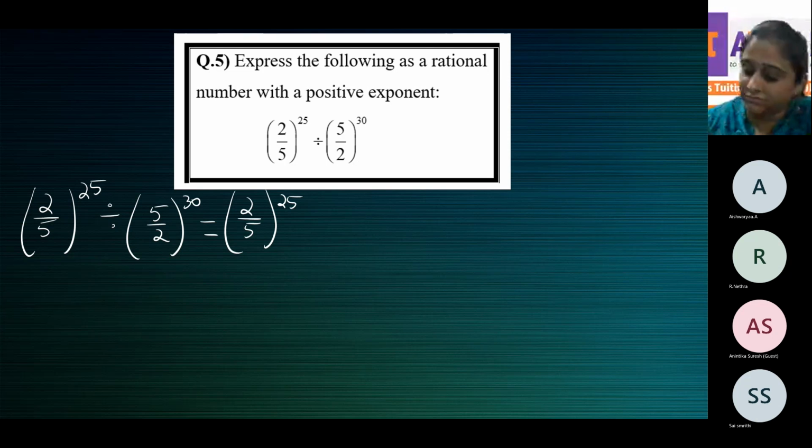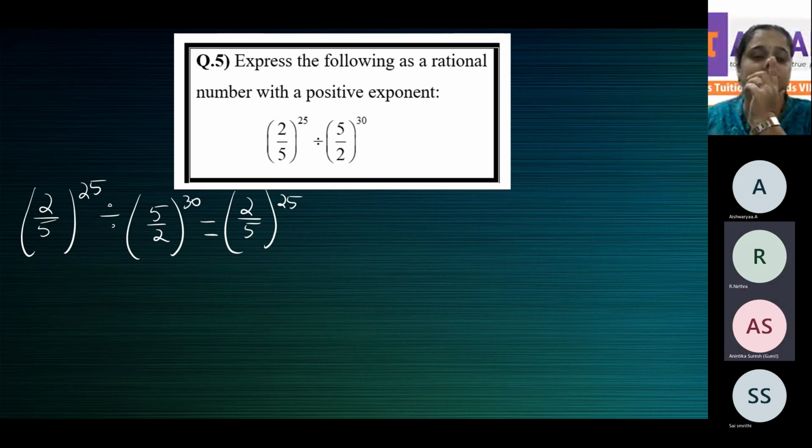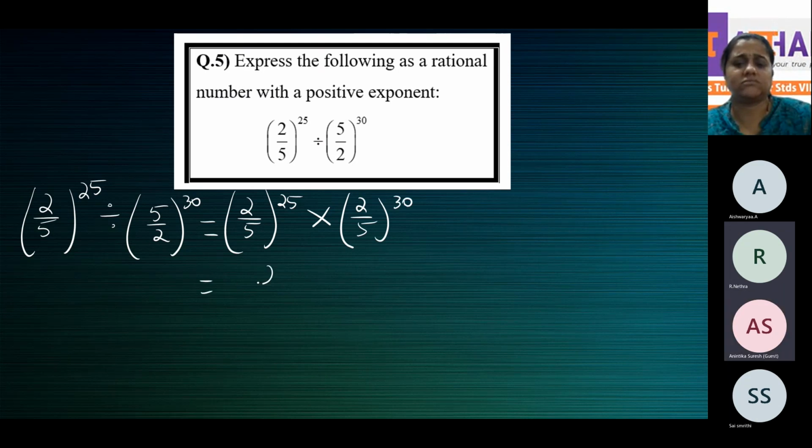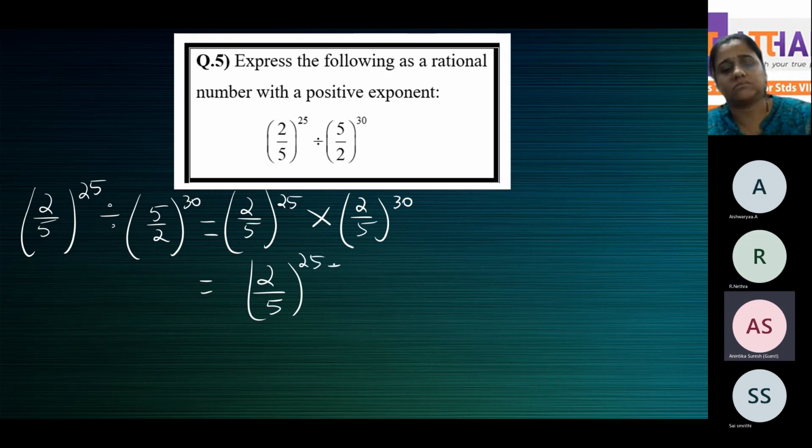Anantika? We do (2/5) raised to the power 25 into, we take the reciprocal, so (2/5) raised to the power 30. Now since the bases are same, we can add the powers. So (2/5) to the power 25 plus 30, which is (2/5) raised to the power 55.